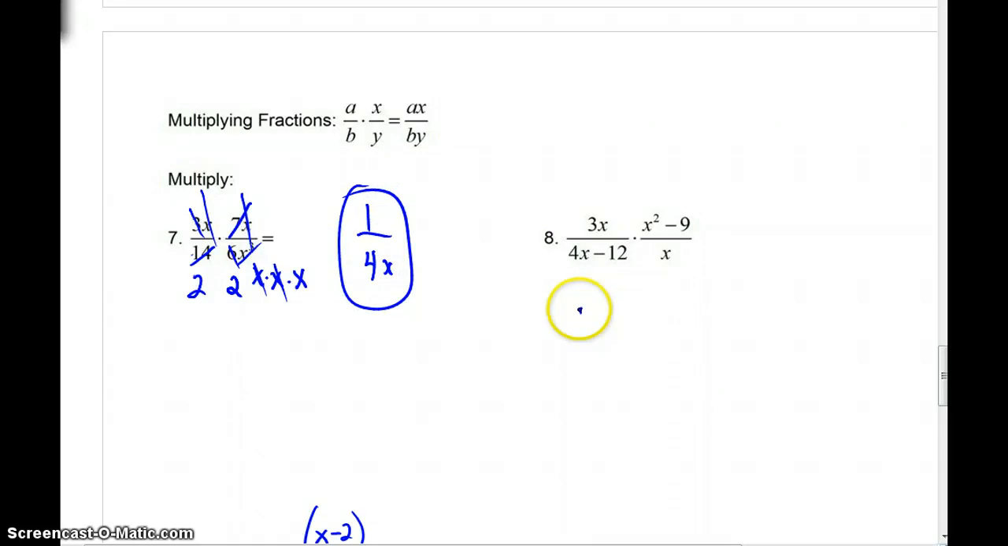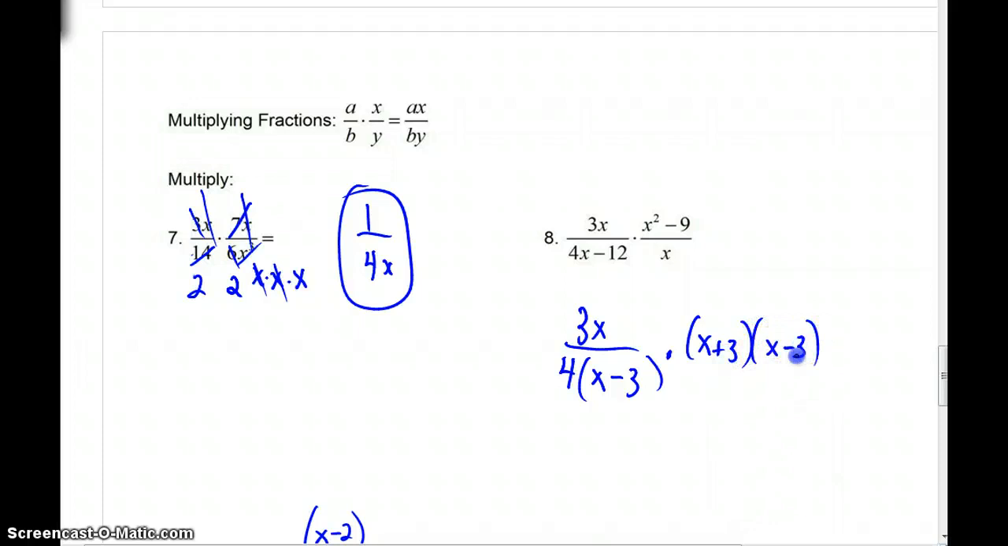Number 8 is actually far more typical of what we'll be seeing. Look, 4x minus 12 down below. Is there something I could factor out? Take out the greatest common factor. That would be dividing out a 4. So you have 4 times x minus 3. Look up on top. X squared minus 9 leaves us with x plus 3, x minus 3. Down below we have an x.